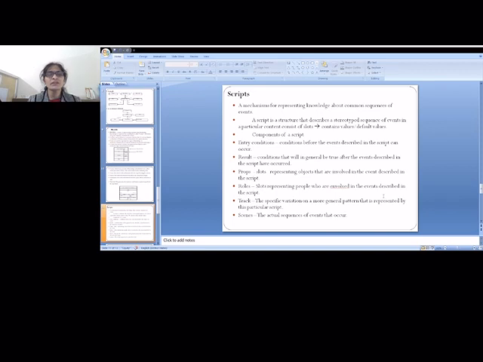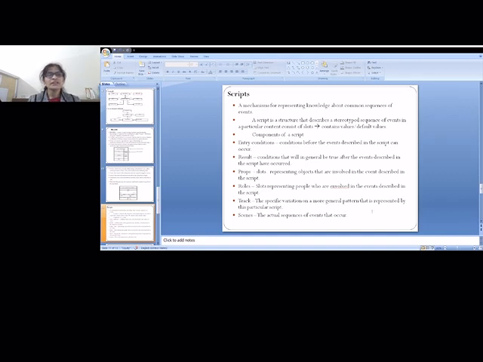A script is a mechanism which represents knowledge about a common sequence of events. A script is a structure that describes a stereotyped sequence of events in a particular context, consisting of slots and containing a value or a default value.